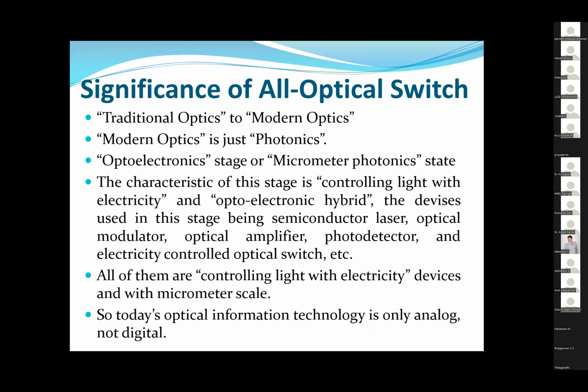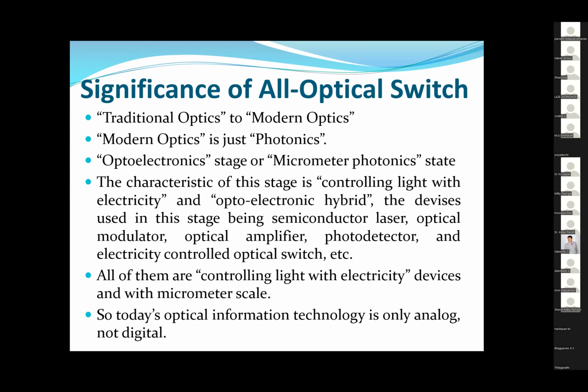That is optoelectronic hybrid. Devices used in this stage are the semiconductor laser, optical modulator, amplifiers, detectors, and especially the electricity controlled optical switch. All of them are controlling light with electricity devices. The application systems in this stage, such as the optical communication system, the computer system, or the optical sensing system, are all optoelectricity hybrid systems. For the present optical communication system, signal transmission may be all optical, but signal switching is still using electronic technology.